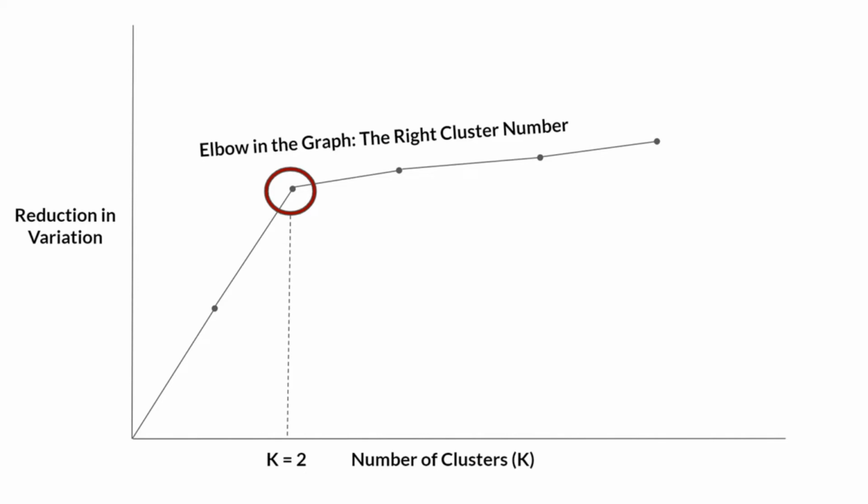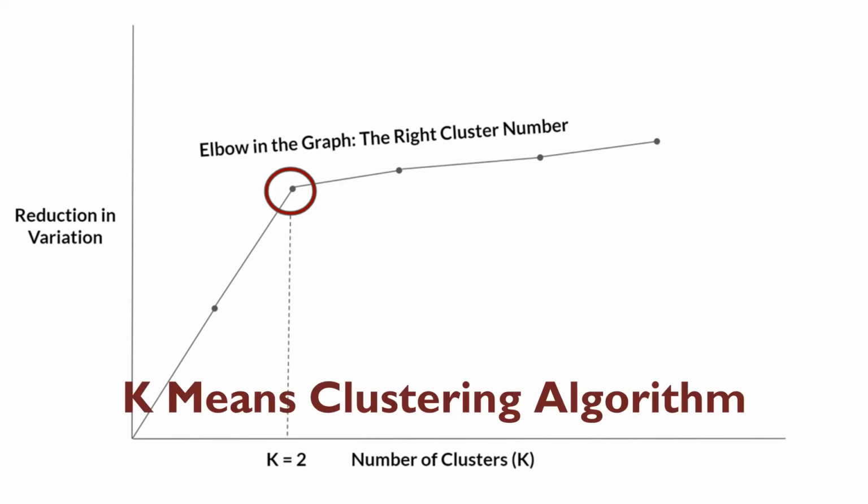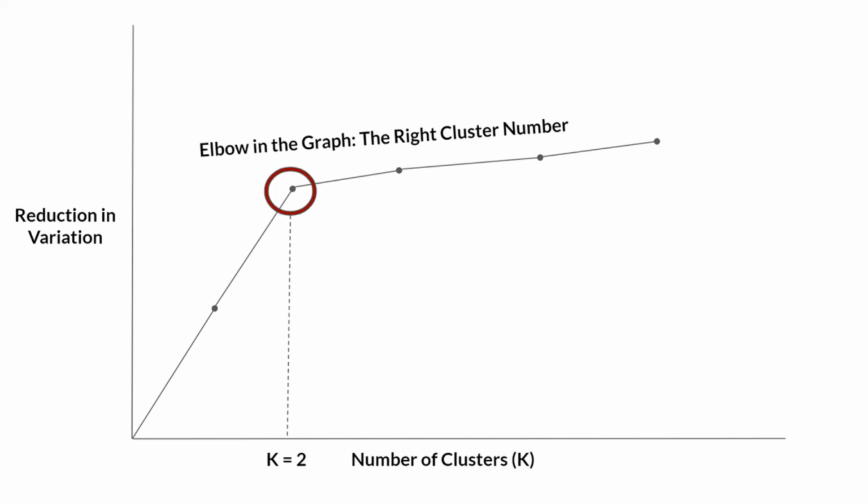But let's step back and ask ourselves, how do we really find K? Like how do we find the amount of clusters that we want to put in our data set? The way we can pick K is we can look at the reduction in variation versus number of clusters plot, and we can see where the elbow is in the plot, like so. So we can see here that the reduction in variation at K equals 2 is significantly higher than the variation in, let's say, 3, 4, and 5. So that's how we choose how many clusters our algorithm will use.